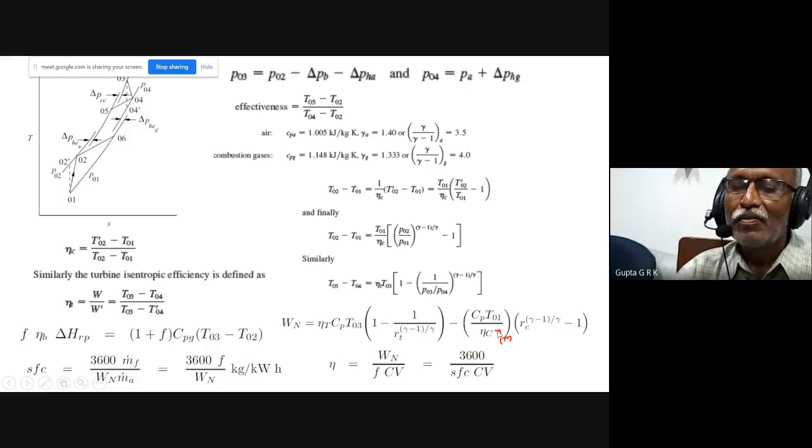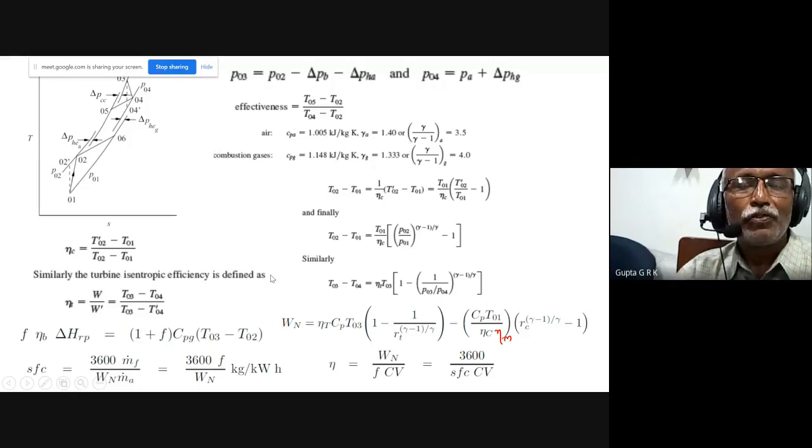So by which is less than 1, I have to divide this by mechanical efficiency, so that this is the work required by the compressor from the turbine, and that is to be reduced from the turbine work to get the net work. Okay, this is the formula.